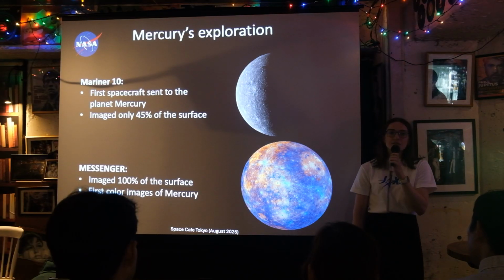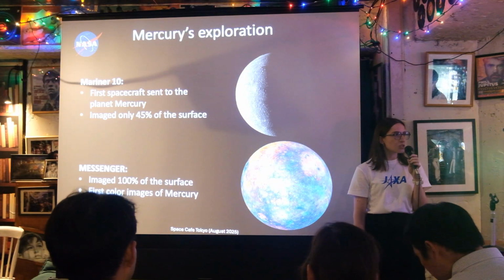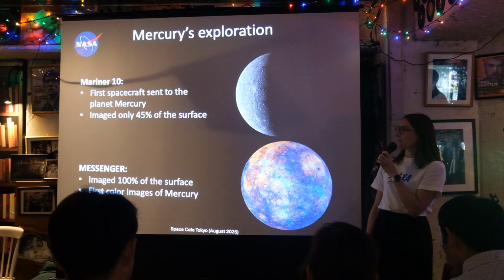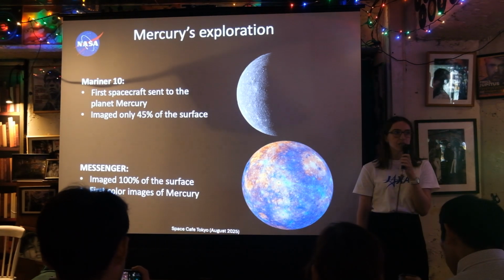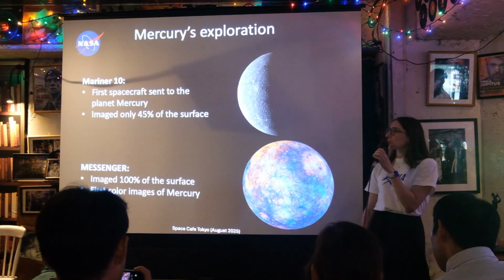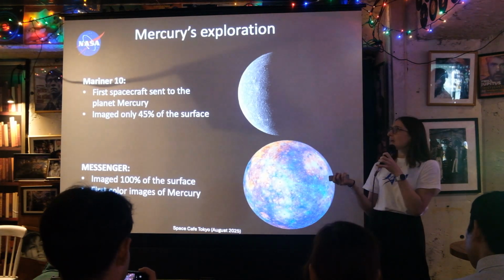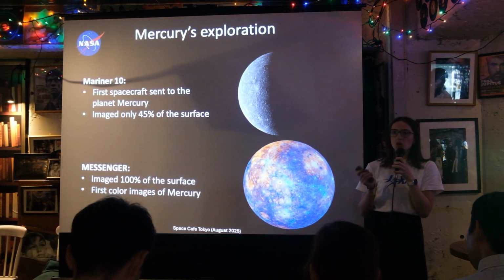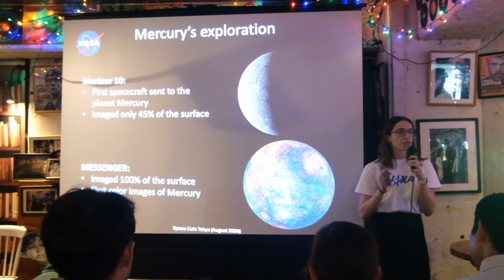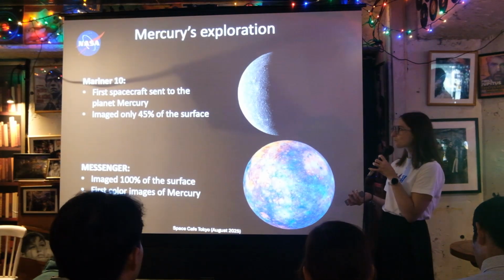The planet was visited by two different NASA missions. The first one was the Mariner 10 mission, which visited Venus and Mercury. The mission performed only flybys of the planets, three different flybys, and we obtained images of only about half of the surface, 45% exactly.